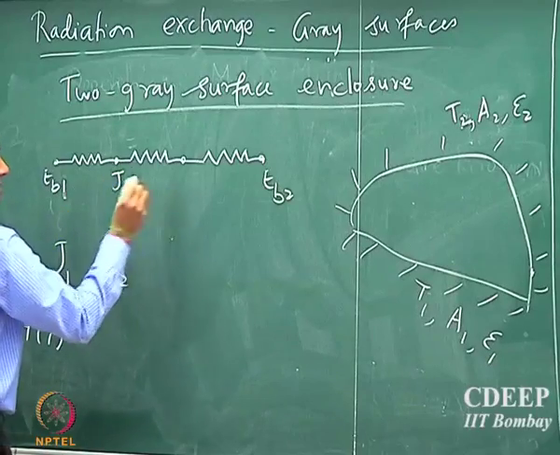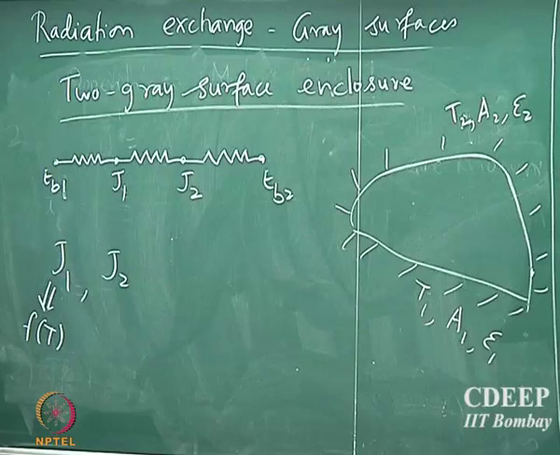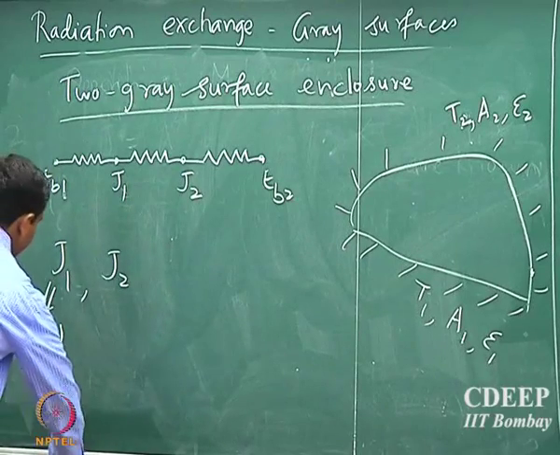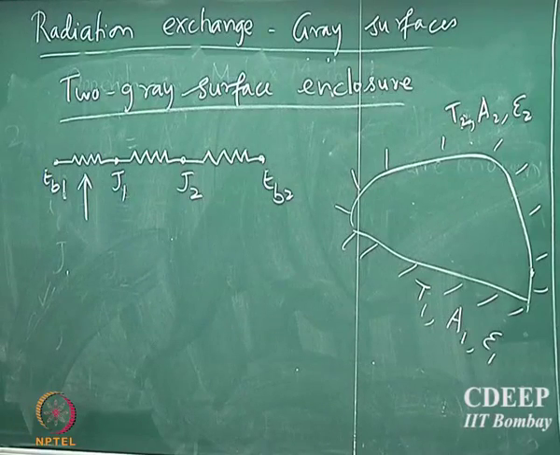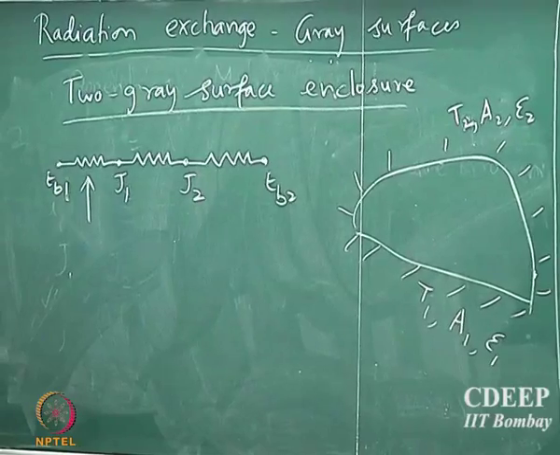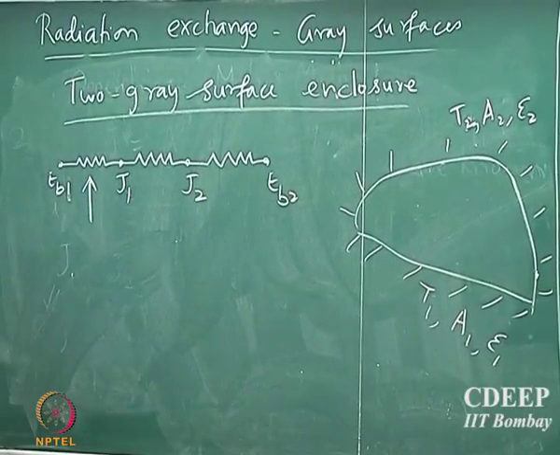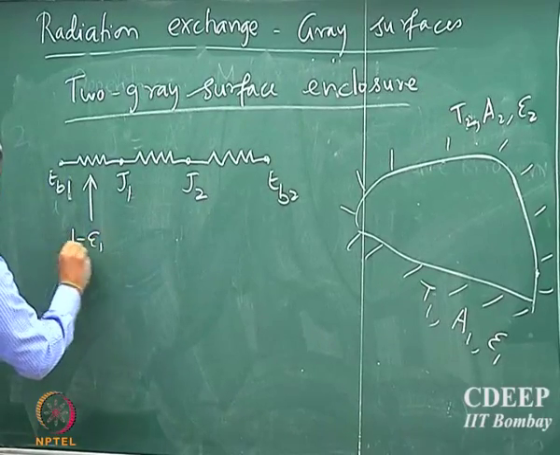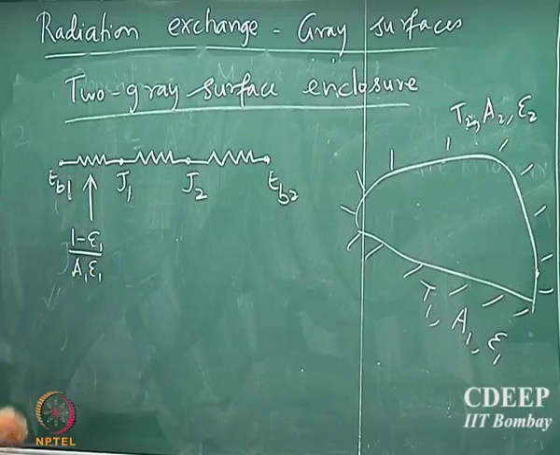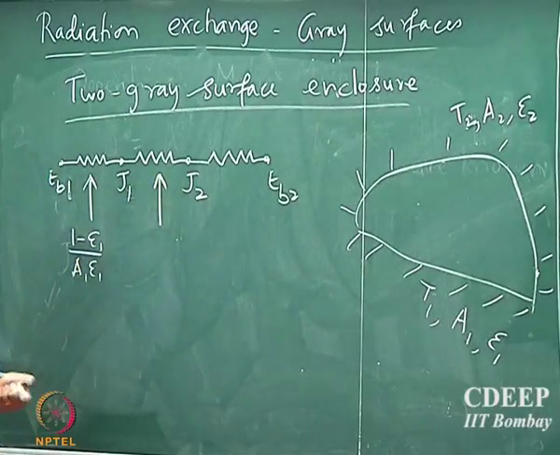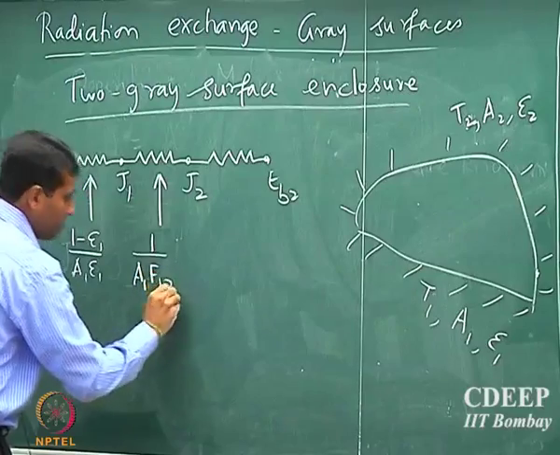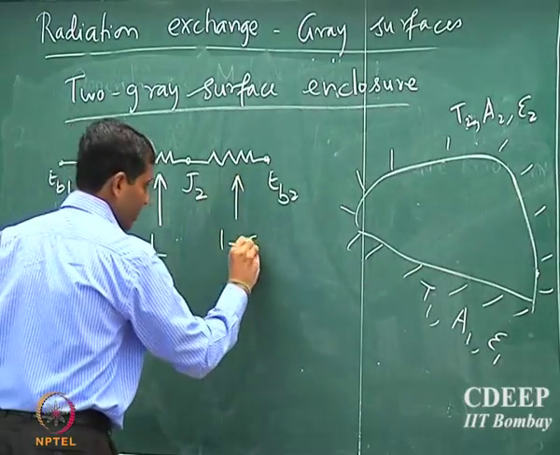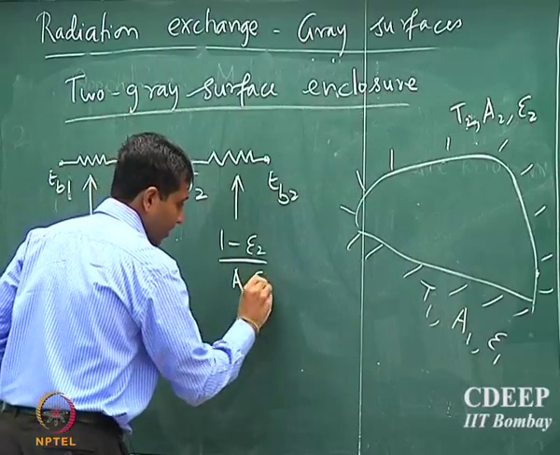So, this will be J1, J2 and EB2. Okay. So, what are these resistances? What is this resistance? 1 minus epsilon 1 by A1 epsilon 1. And what about this resistance? 1 upon A1 F12, and this is 1 minus epsilon 2 by A2 epsilon 2.